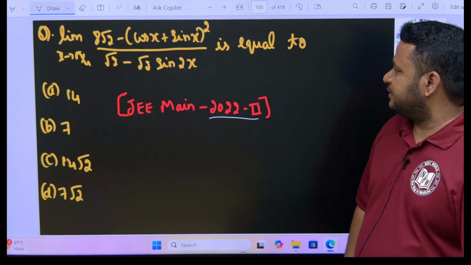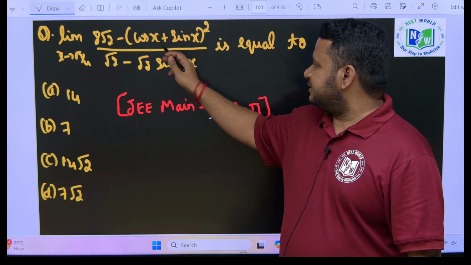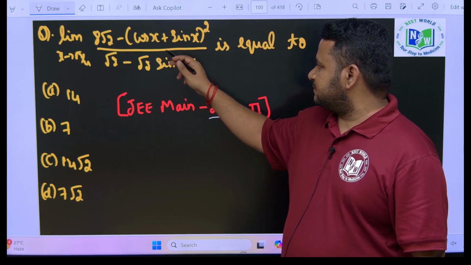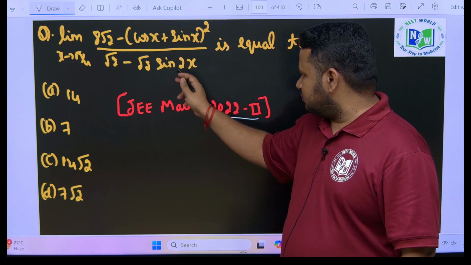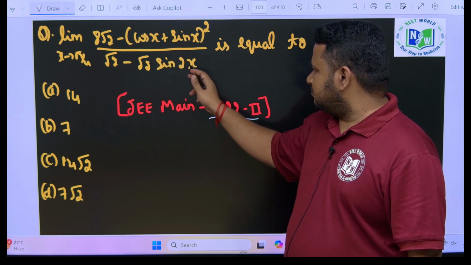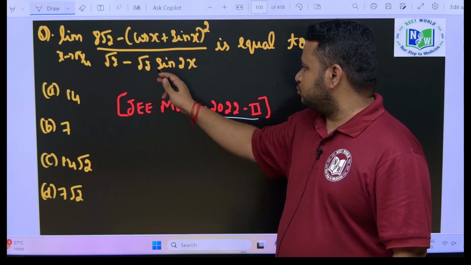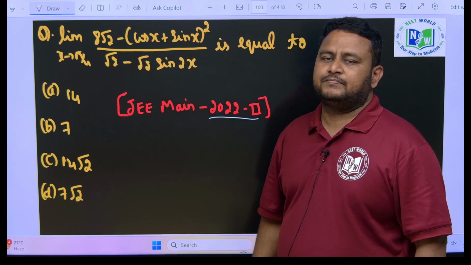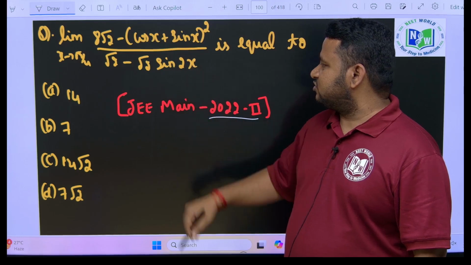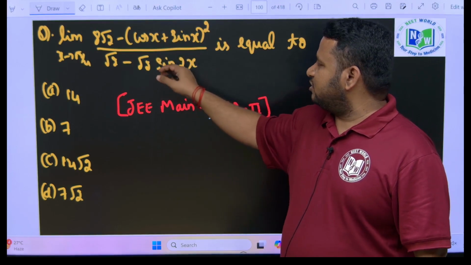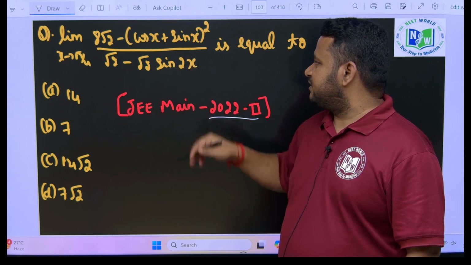Suppose I put pi by 4 here, what will happen? Cos pi by 4 plus sin pi by 4 is 1 by root 2 plus 1 by root 2, which is nothing but root 2 times. Now look at this: sin 2 times pi by 4 will become sin pi by 2, which is 1. So this will become root 2 minus root 2, which is 0. So in the denominator it will become 0 minus 0, and the whole form will become 0 by 0.